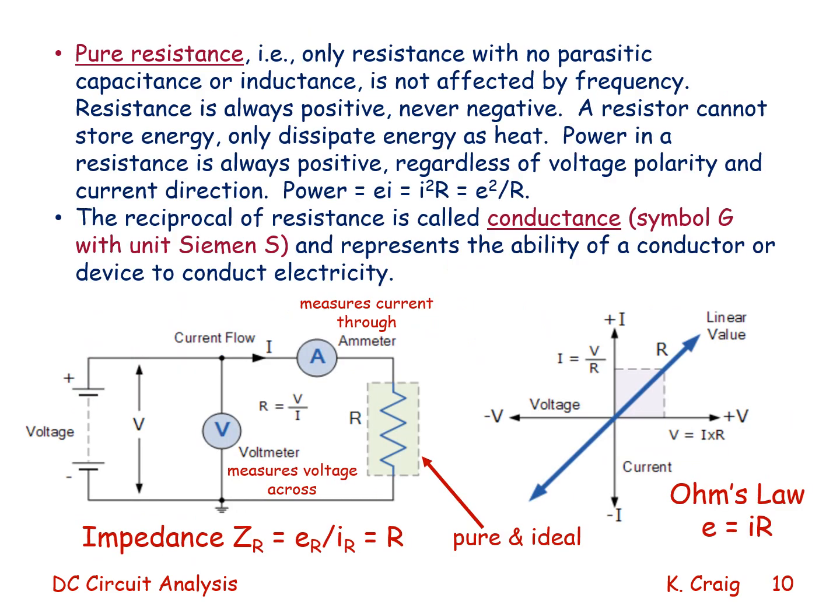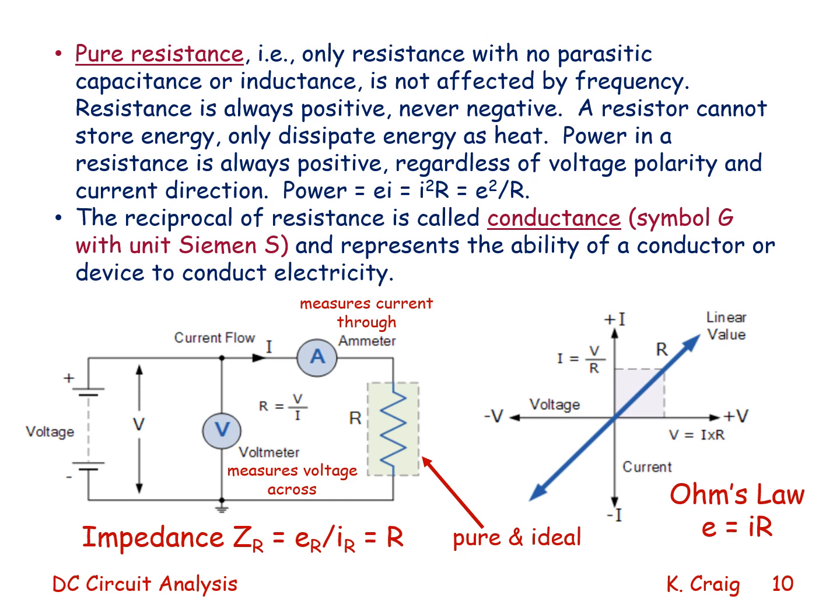Pure resistance, that is, only resistance with no parasitic capacitance or inductance, is not affected by frequency. Resistance is always positive, never negative. A resistor cannot store energy, only dissipate energy as heat. Power in a resistance is always positive, regardless of voltage polarity and current direction.